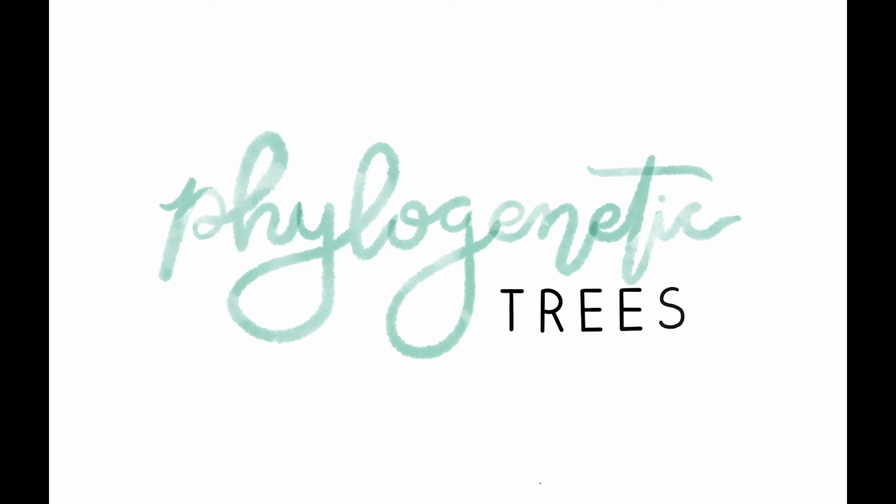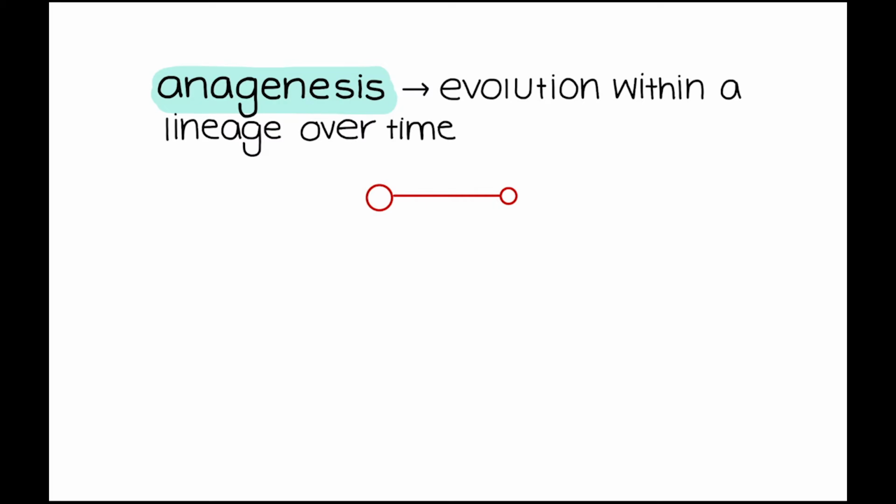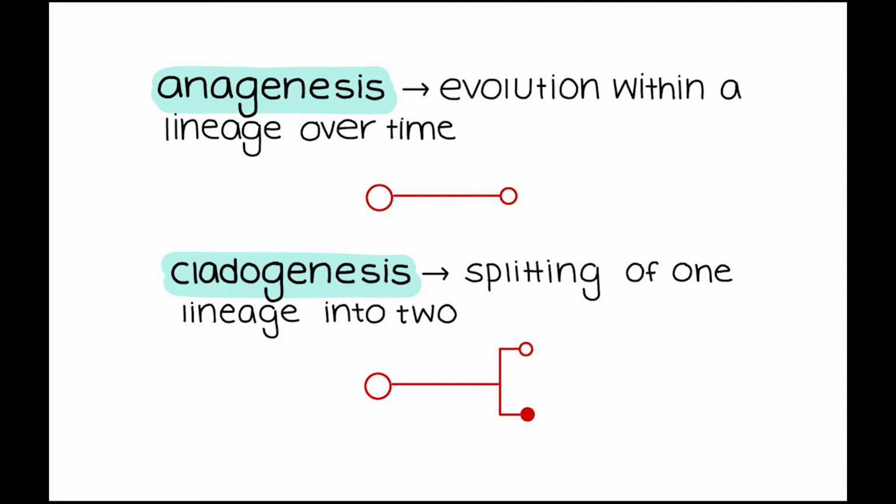Here we have two phenomena that occur. The first one being anagenesis, which is evolution within a lineage over time. This is represented as a horizontal line. Then we have cladogenesis, which refers to the splitting of one lineage into two. This is represented here by the addition of a vertical line with branches.